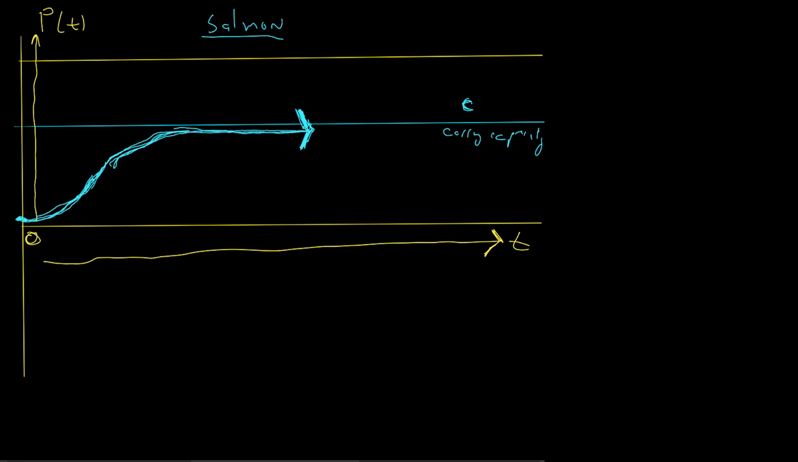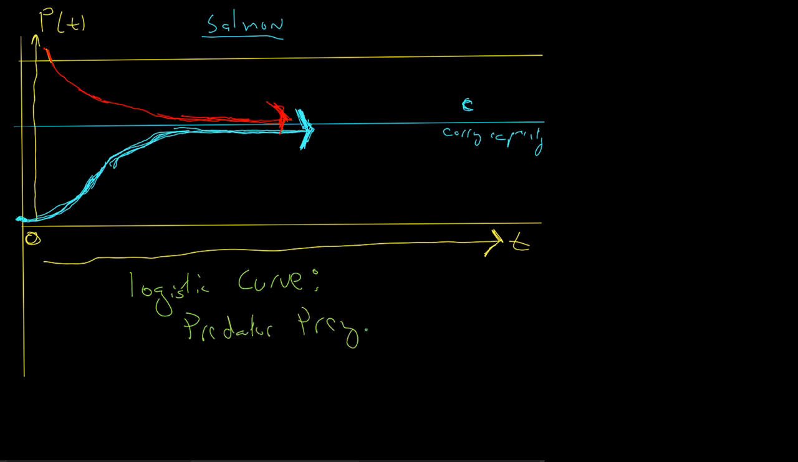Well, you can try to introduce more fish to your salmon farm, but they're going to die off until they hit that carrying capacity. And so these competing exponentials end up making a model called the logistic curve. And they come out of predator-prey relationships. Growth and decay models.